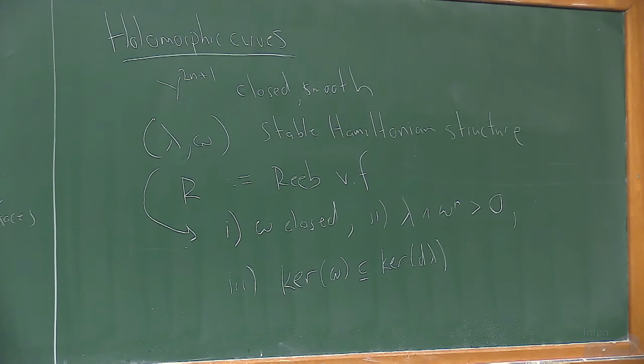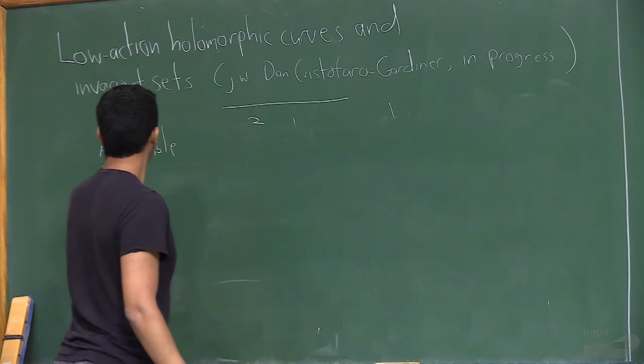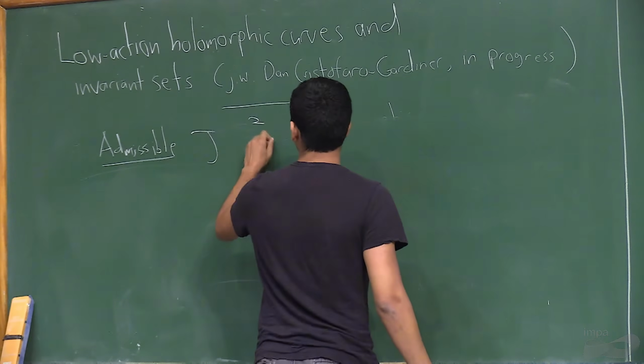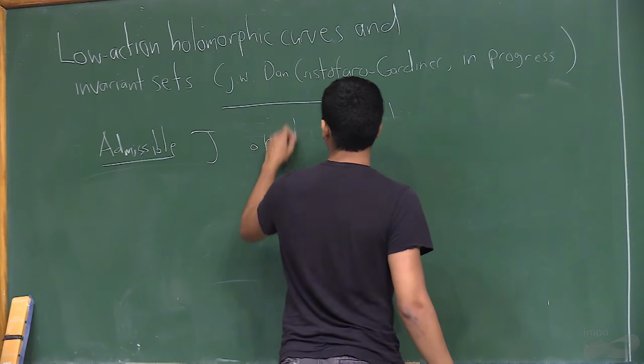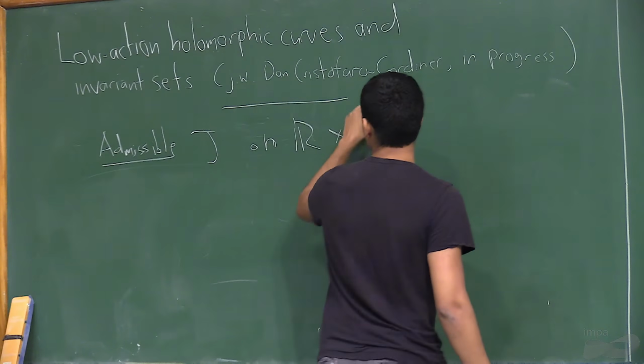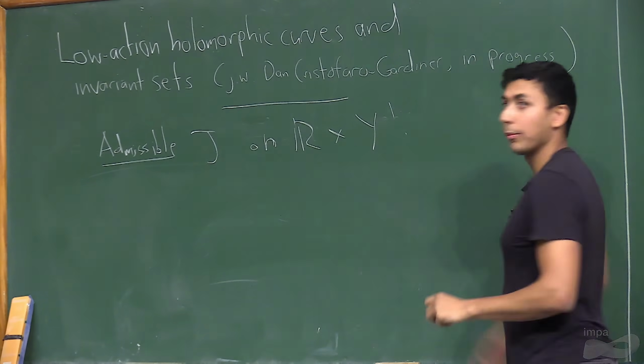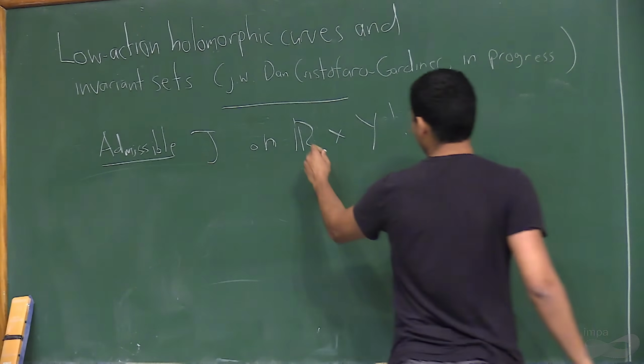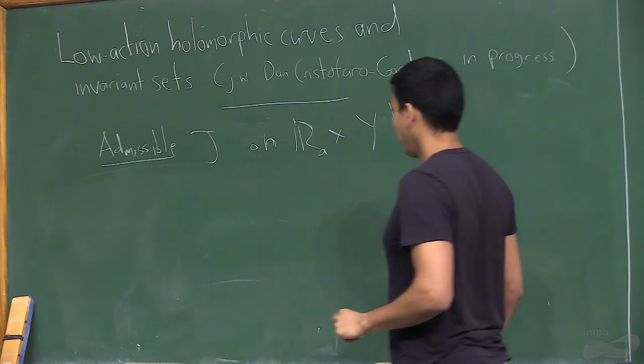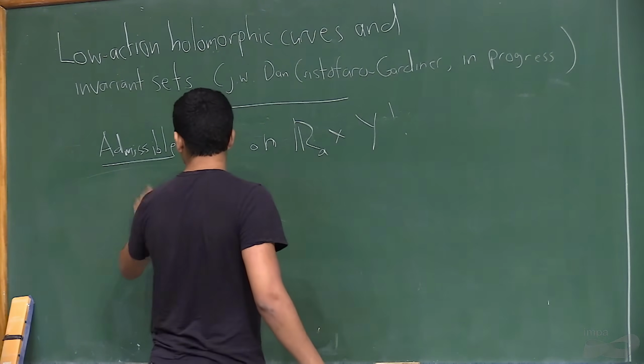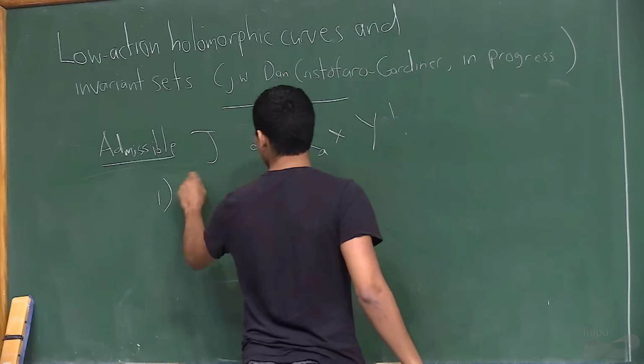So I'm going to fix some admissible J on R cross Y. And I'm going to give R the coordinate a. And it's admissible if it satisfies the following three properties.